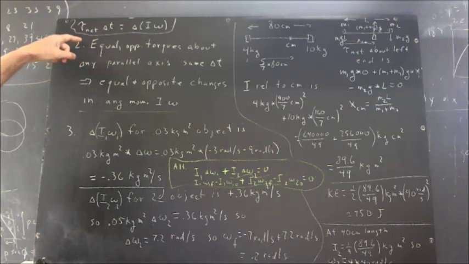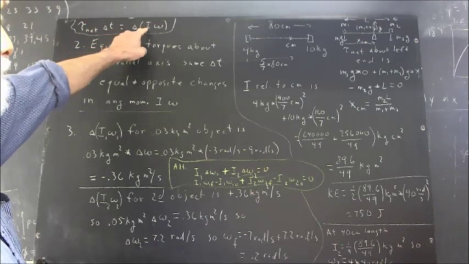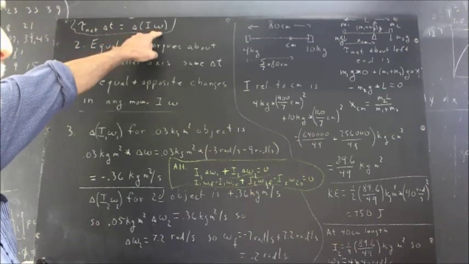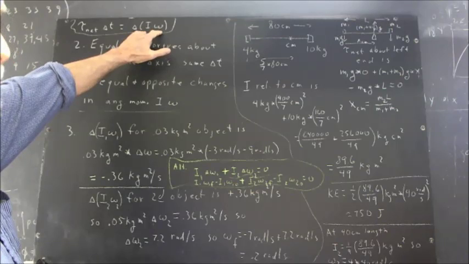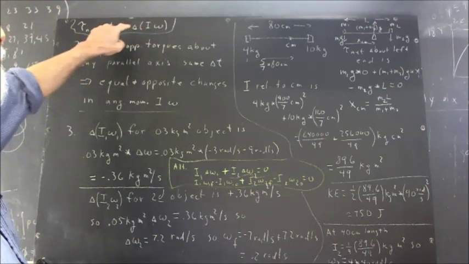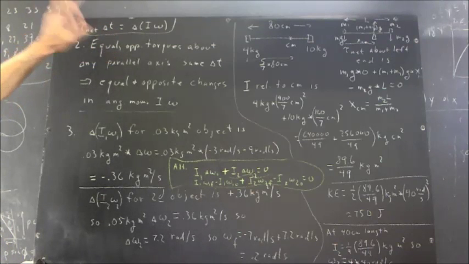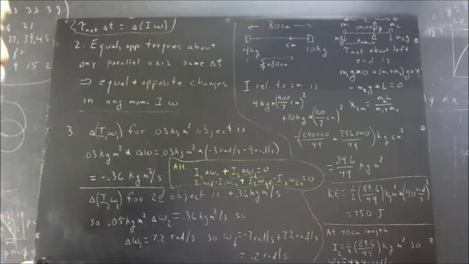We've established that the product of net torque and time interval is the change in the angular momentum, the change in the quantity I omega. Quantity I omega is called the angular momentum, so that the product of net torque and time interval is a change in angular momentum.